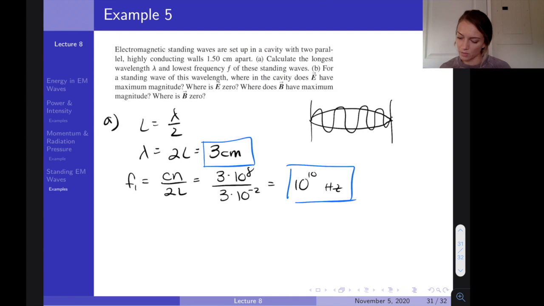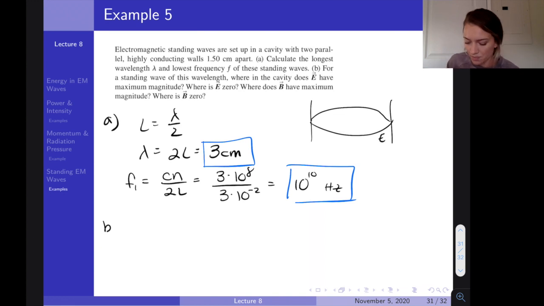So now, for a standing wave of this wavelength, where in the cavity does the electric field have the maximum magnitude? So we said it looks like this, so it's 1/2. Let me draw that a little better. So it's 1/2 wavelength. So where does E have the maximum magnitude? Well, the maximum magnitude is going to be midway, right? The maximum magnitude for the electric field will be at its antinode here, which is in the midpoint.